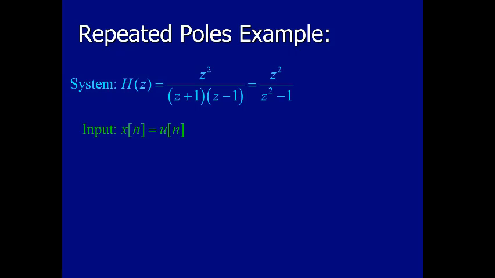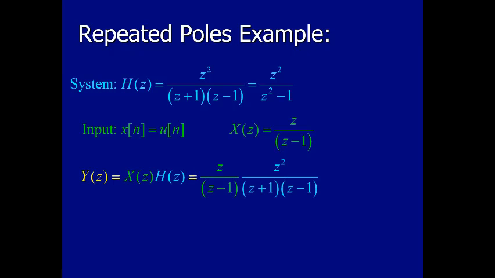Here's a transfer function H of z that's z squared over z squared minus 1, where z squared minus 1 factors into z minus 1 and z plus 1. If I wanted to find the unit step response of that system, I'd be inputting a u of n, which has a transform z over z minus 1. The output transform then would be z times z squared over z minus 1 quantity squared times z plus 1. And I have a repeated pole. I didn't have that originally in H of z, but when I multiplied it by X of z, I got that.